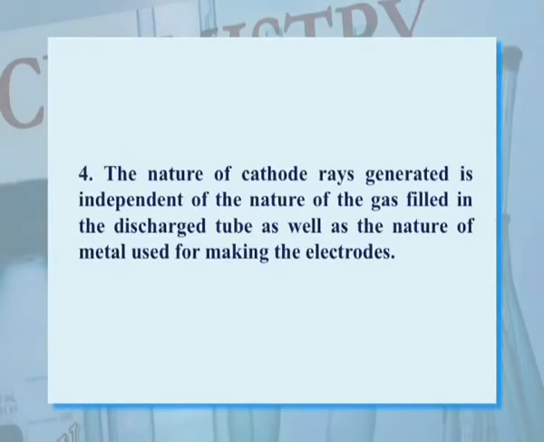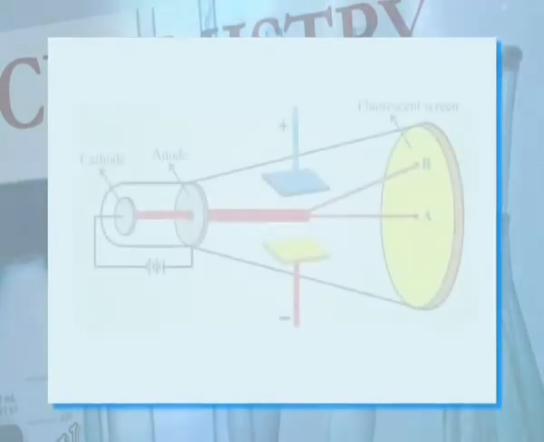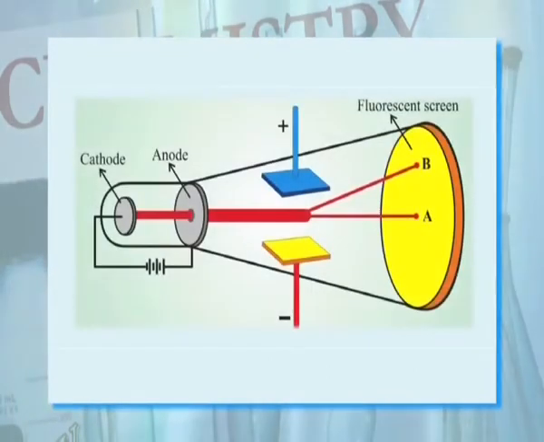The nature of cathode ray generated is independent of the nature of the gas filled in the discharge tube as well as the nature of metal used for making the electrode. This is the arrangement for production of cathode rays which is shown here. Cathode ray passed through the electric field and their deflection is shown.